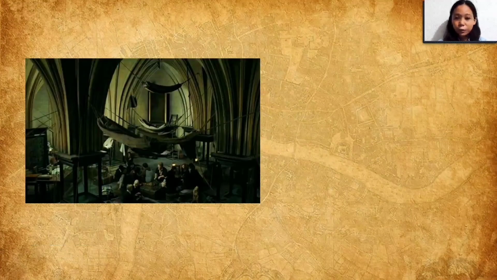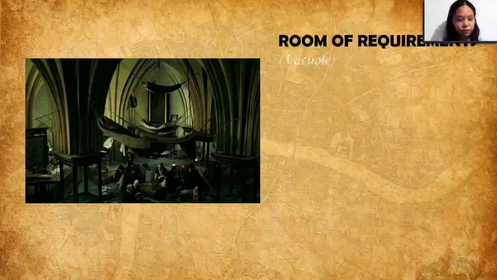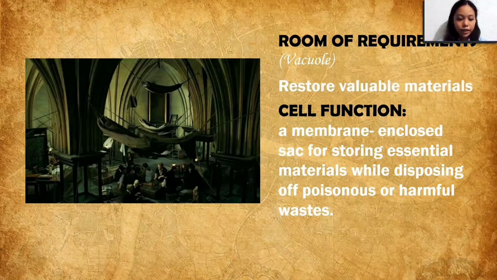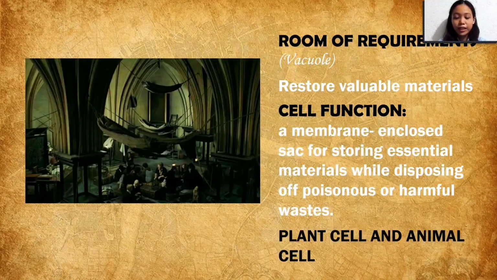I refer the Room of Requirement to vacuole. The cell function of vacuole is a membrane-enclosed sac for storing essential materials, while disposing of poisonous or harmful waste. In the same way, the Room of Requirement stores valuable materials for wizards in Hogwarts. It can be found in plant cell and animal cell.